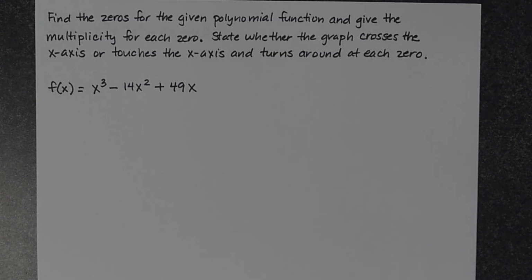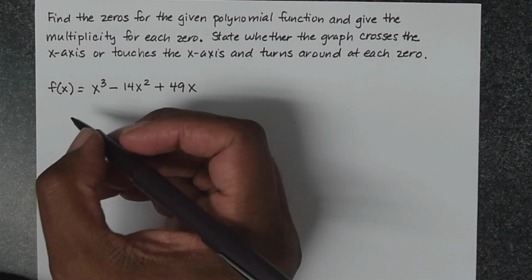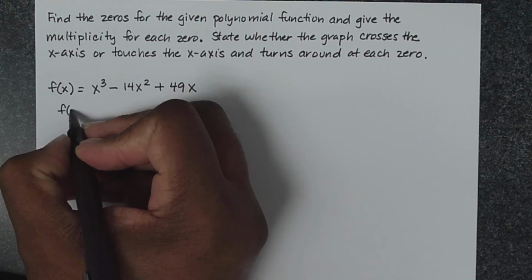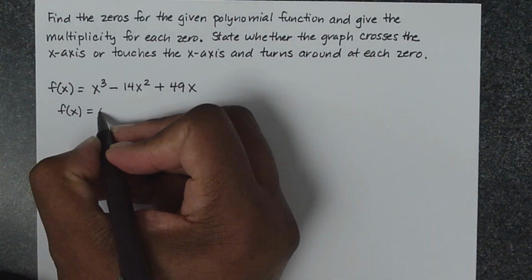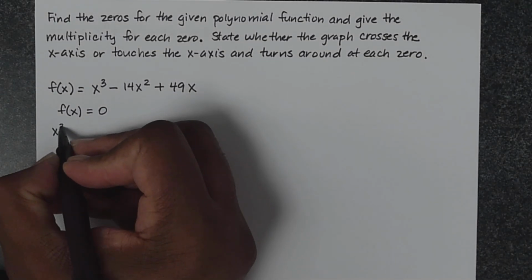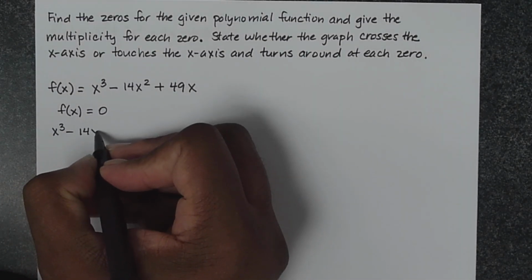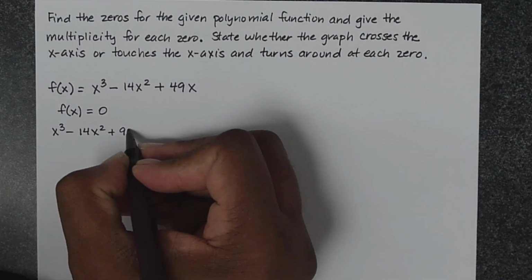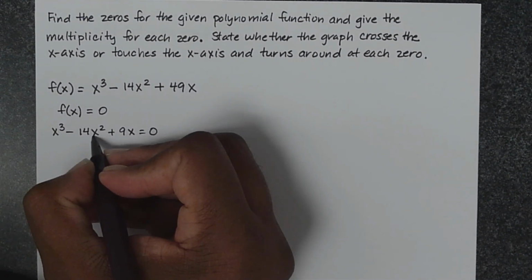Then you're going to state whether the graph crosses the x-axis or touches the x-axis and turns around at each zero. In this function, you've got f of x equal to x cubed minus 14x squared plus 49x. So if I want to find the zeros of this function, I need to set the function f of x to be equal to 0.